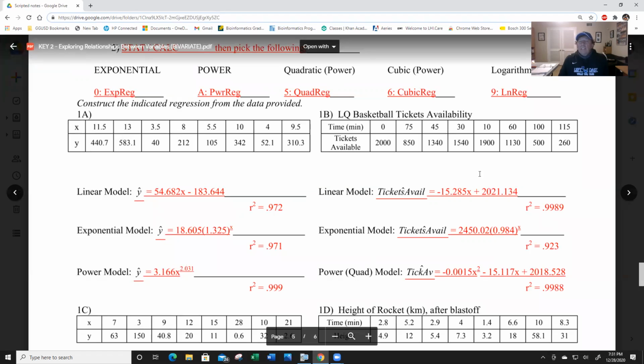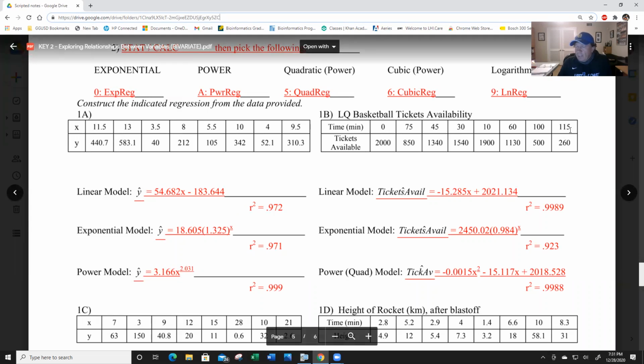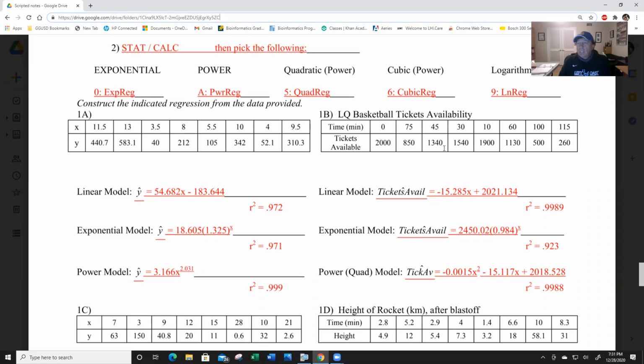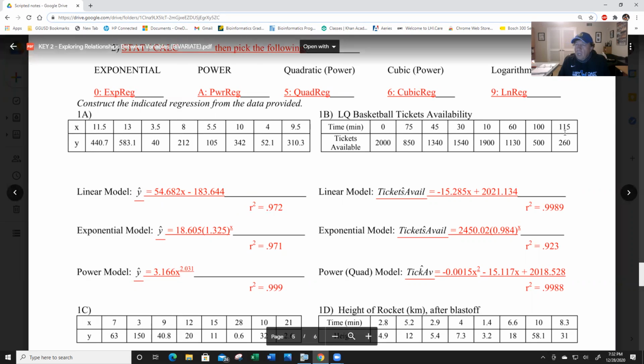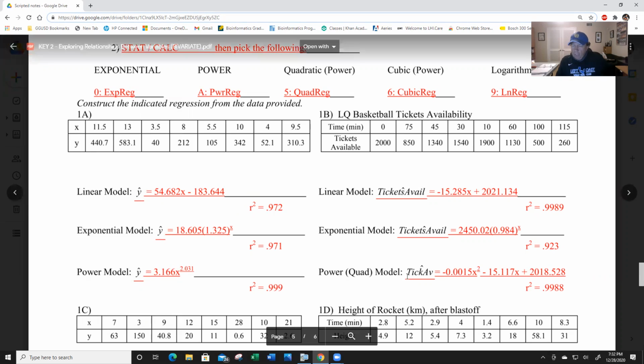All right, the next one I'm going to do is 1B, LQ basketball tickets available, time at a certain time, 0 all the way up to an hour and 20 minutes. Okay, a big game's coming up and the gym holds 2,000. So when they first go on sale, we've got 2,000 tickets. But eventually, after a couple of hours, 115 minutes, we're down to 260 of them. And you can see the models here. We're going to get to those in a second. We'll check out which one's the absolute best model for this. Okay, this will be kind of cool.